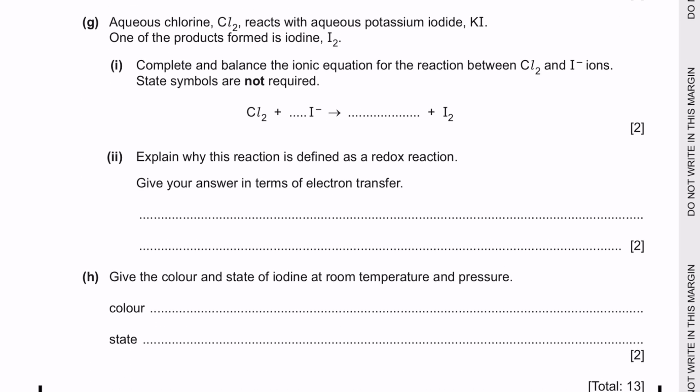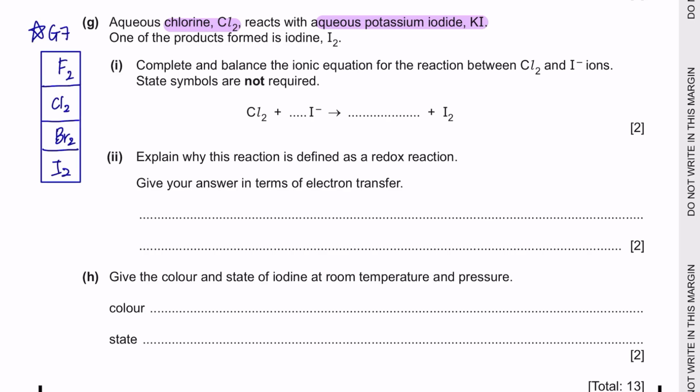Next, question G. Aqueous chlorine reacts with aqueous potassium iodide. One of the products formed is iodine. Part 1. Complete and balance the ionic equation for the reaction between chlorine and iodide ions. State symbols are not required. Now, the reactivity of group 7 is such that as it goes down the group, it becomes less reactive. So this reaction is between chlorine and potassium iodide.